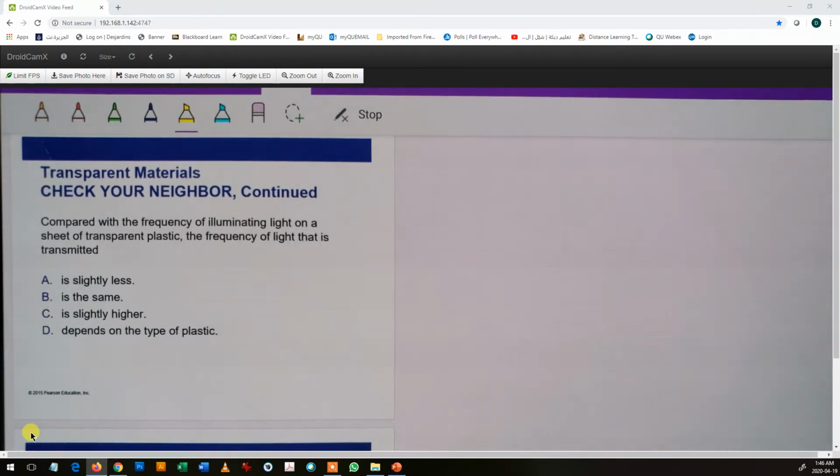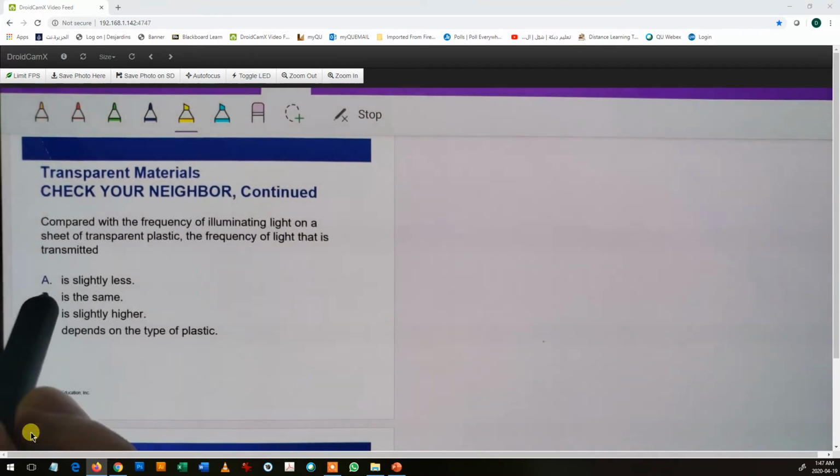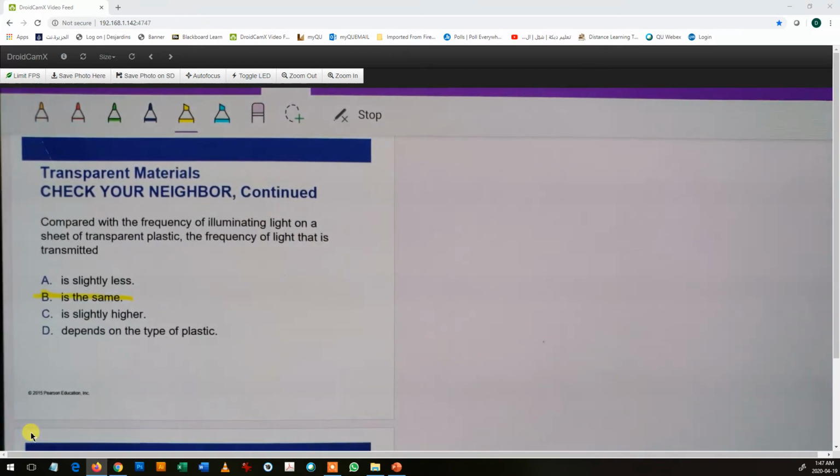Compared with the frequency of illuminating light on a sheet of transparent plastic, the frequency of light that is transmitted is slightly less, is the same, is slightly higher, or depends on the type of the plastic. It is the same.